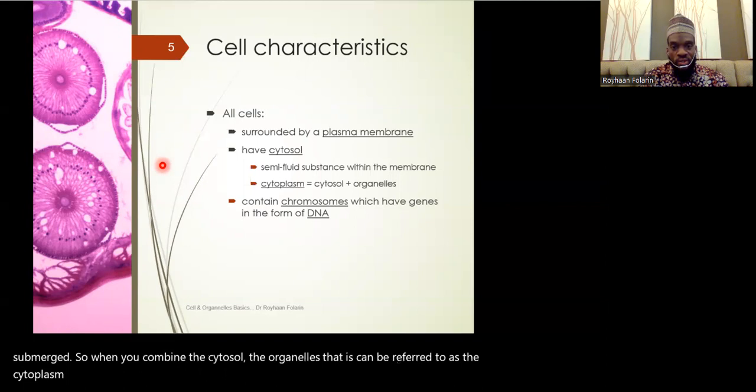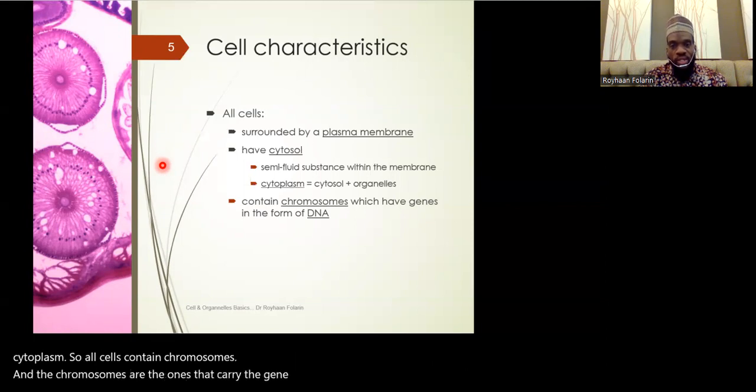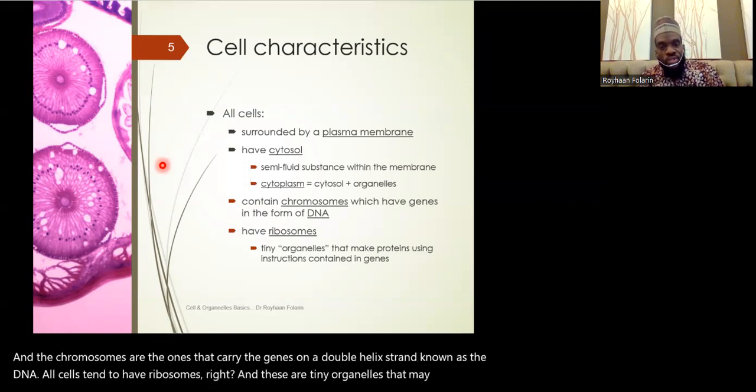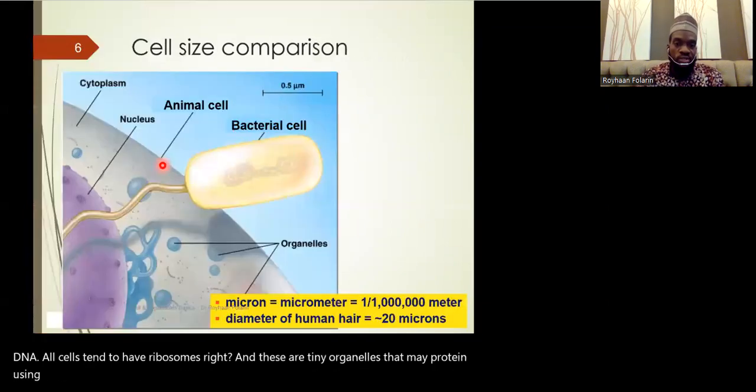All cells contain chromosomes, and the chromosomes are the ones that carry the genes on a double helix strand known as the DNA. All cells tend to have ribosomes, right? These are tiny organelles that make protein using instructions that are contained in the genes.